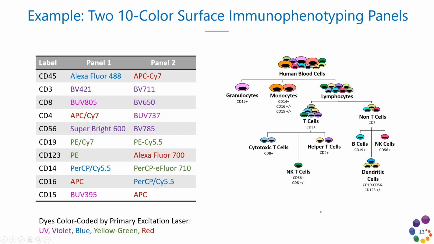Then over here on the right, we've got a little hierarchy, just giving you a high-level view of the different markers that are present in this panel. So it's a surface immunophenotyping panel, and we ran it in human whole blood. So we can look at granulocytes, monocytes, lymphocytes, and several different subsets off the lymphocytes in the T cells and in the non-T cells.